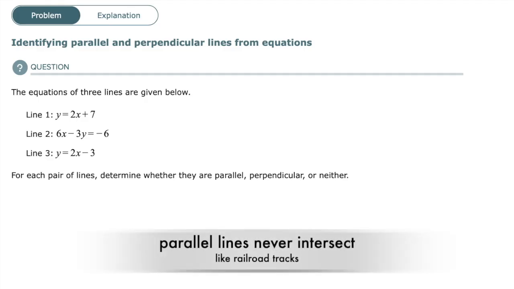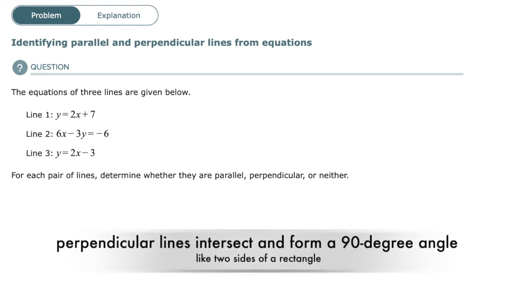Slopes can also help us identify parallel and perpendicular lines. Remember, parallel lines are the lines that will never intersect. The example of parallel lines can be railroad tracks. Perpendicular lines are the lines that do cross, and when they cross, they form a 90-degree angle.